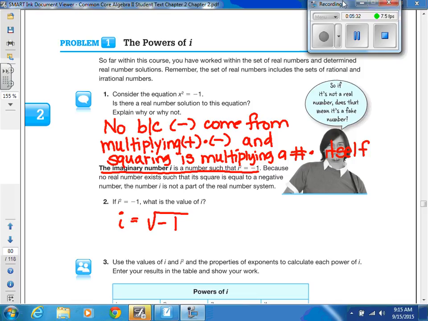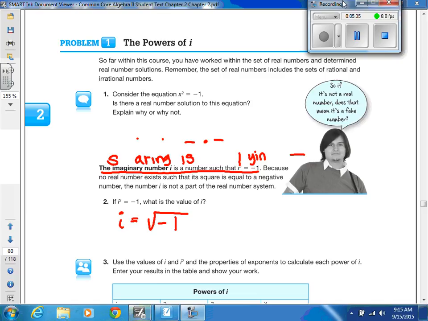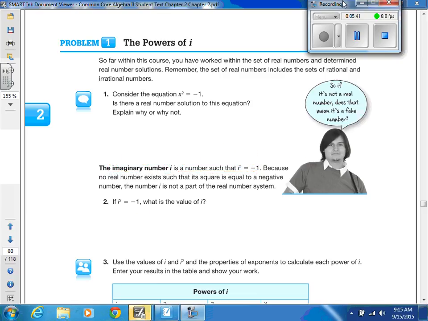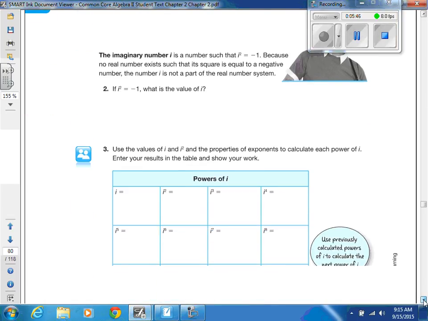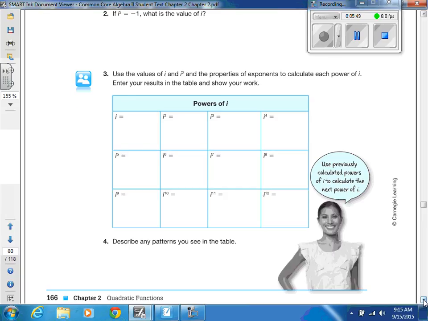Now let's look at this chart. See the chart at the bottom of the page? What does i equal? Square root of negative 1. i squared equals what? Negative 1. Okay, those two were gimmies. Now you get to start figuring it out.